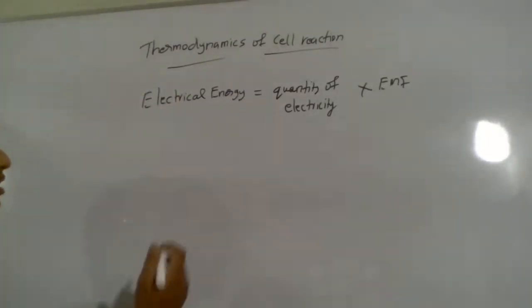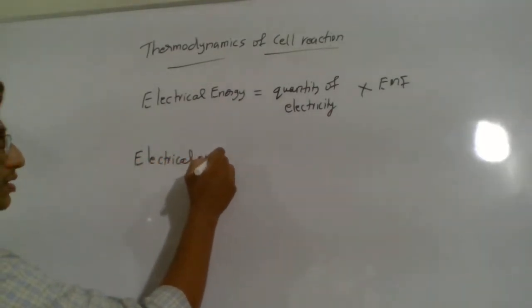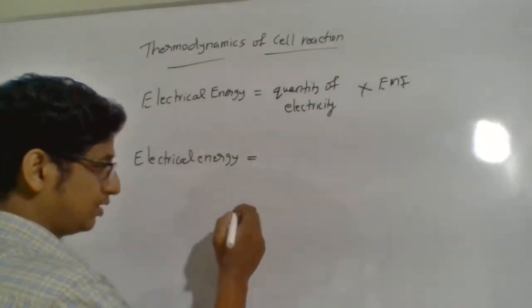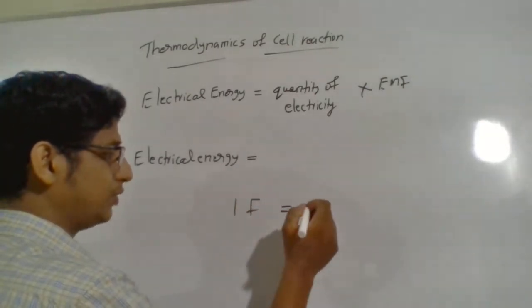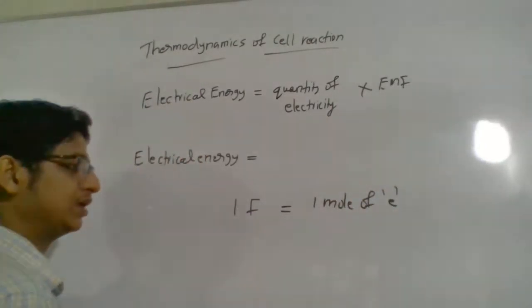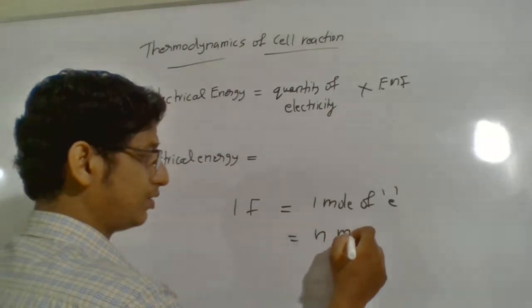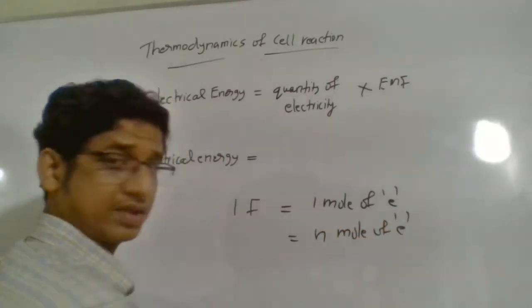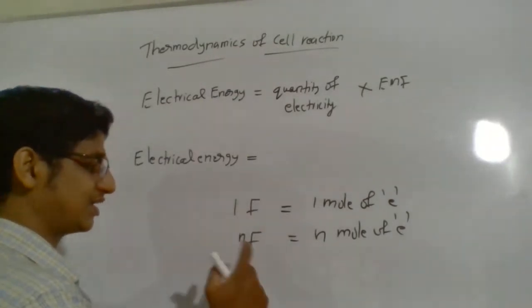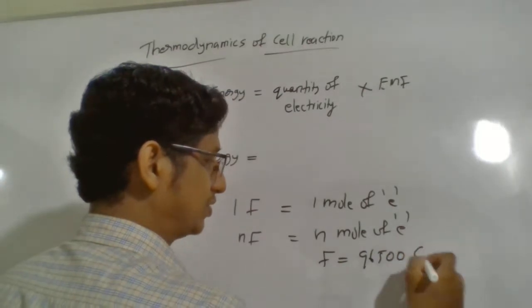So let us now connect these two. Let us consider that 1 Faraday of electricity will be produced if 1 mole of electrons is passed through the cell. If n moles of electrons transfer, then nF of electricity will be produced, right? So n is the number of electrons transferred, and F is Faraday's constant, which is nearly 96500 coulomb.